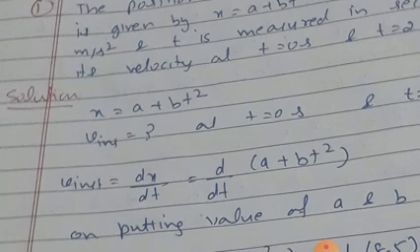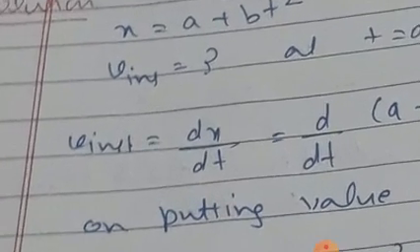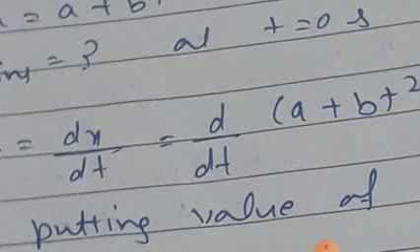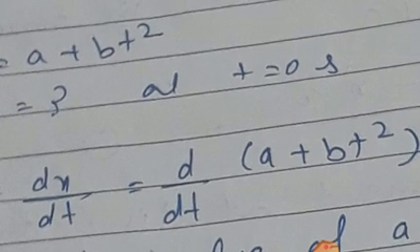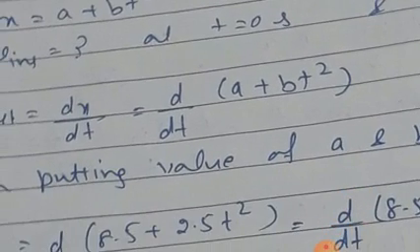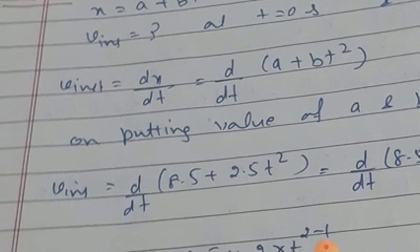x = a + bt². The formula for instantaneous velocity we had studied: it is equal to dx/dt, the derivative of x with respect to time. So d/dt is the differential operator. We will put the value of x here. What is x? x = a + bt², and in the next step we will put the values of a and b, as both values are given to us in the statement.